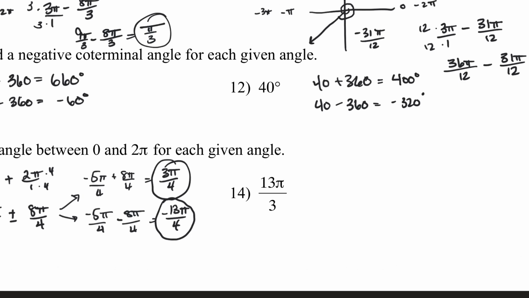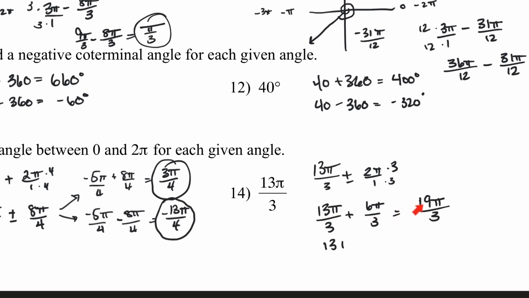In 14, we're going to add and subtract 2 pi again just for practice. 13 pi over 3 plus 2 pi. The common denominator here is going to, again, be the given denominator. In this case, it's just going to be the 3. And so we're going to multiply top and bottom by 3. That's going to give me 6 pi over 3. That's still 2 pi. So 13 plus 6 pi is 19 pi over 3.